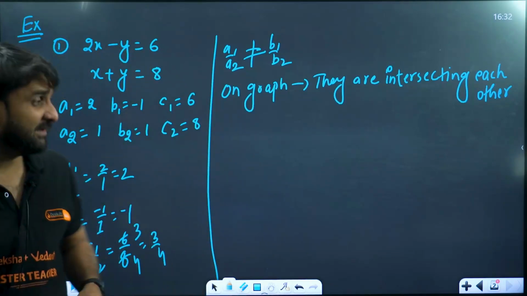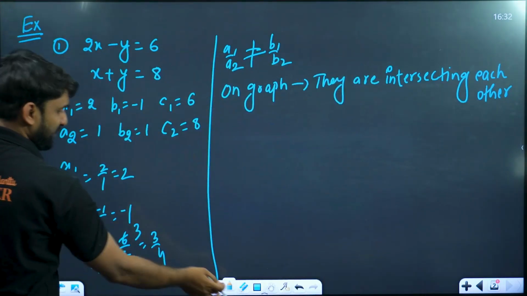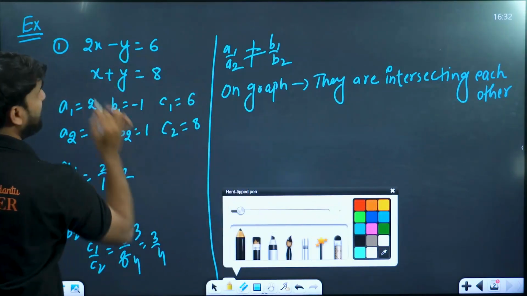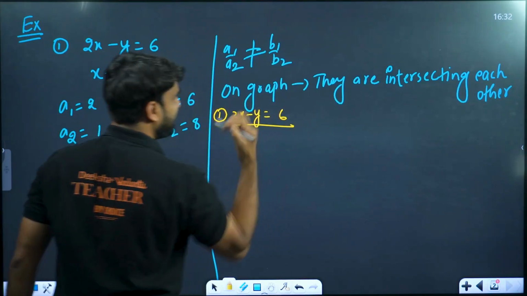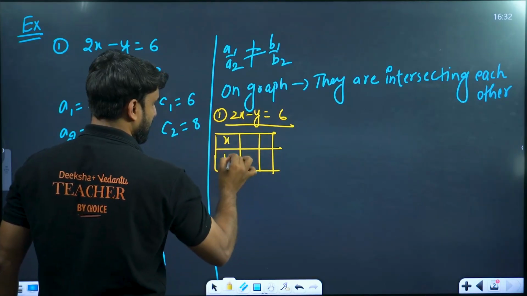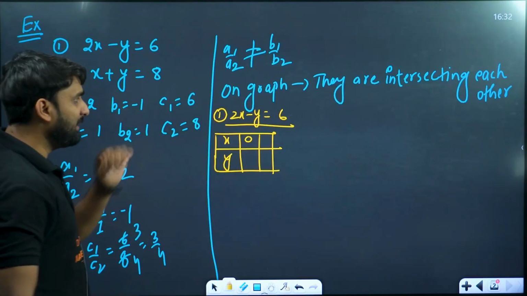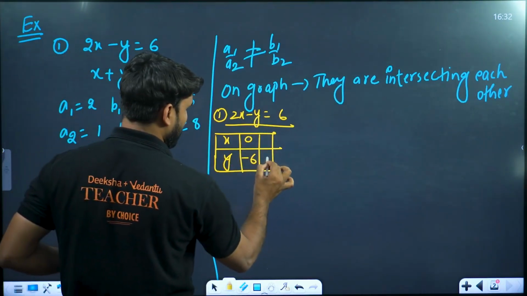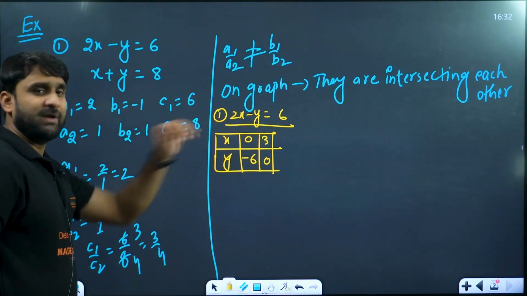If you don't believe my words, we can prove it manually. So let's prove it. Find out the solution for equation number 1. Equation number 1 is 2x minus y is equal to 6. If I put x as 0, what will be y? y will be minus 6. If I put y as 0, so 2x equals 6, so x will be 3. So we have the solution.